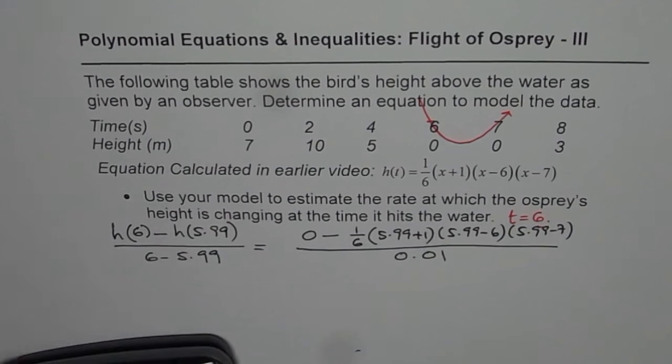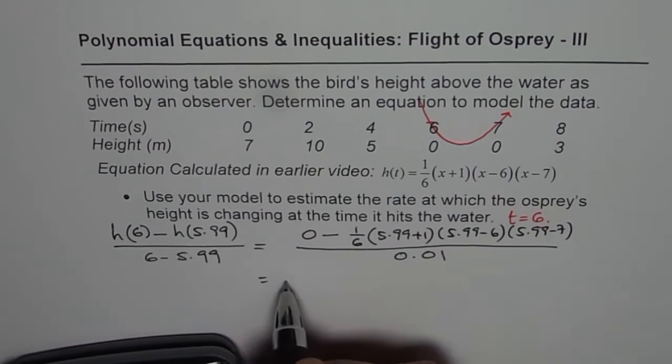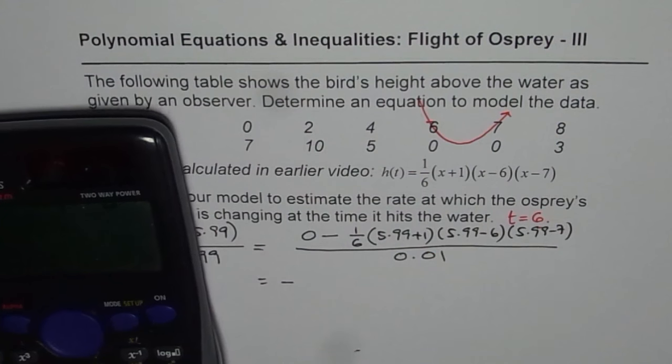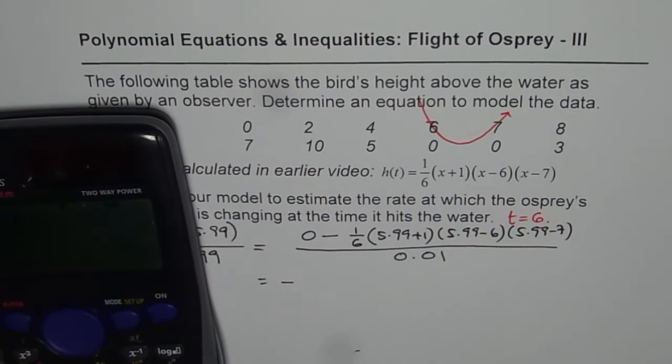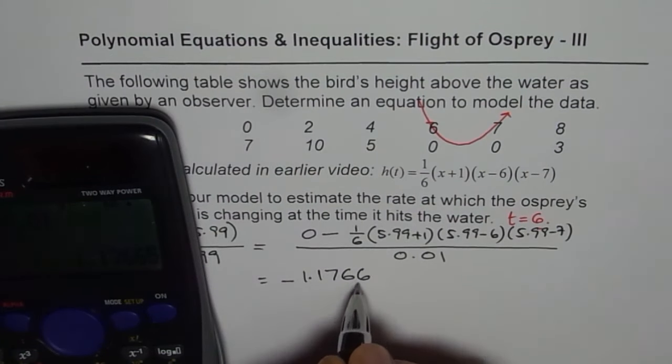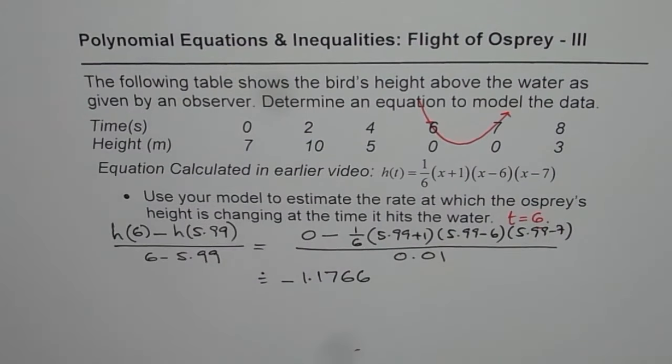So we can use the calculator. Of course, the answer is negative, right? So we can write down negative and calculate the value. So it is 1/6 of all this. So let me do within brackets, (5.99 plus 1), bracket close, (5.99 minus 6), bracket close, times (5.99 minus 7), bracket close, equals, divided by 6. So that gives you one value, divided by 0.01 gives us the answer, which is -1.1766, right? So approximately, this is the average rate of change.